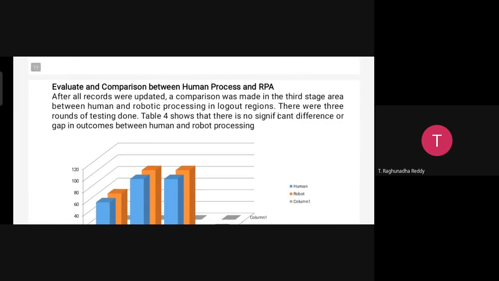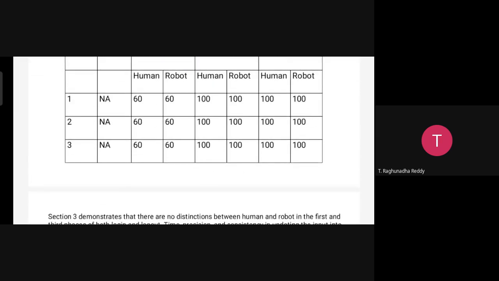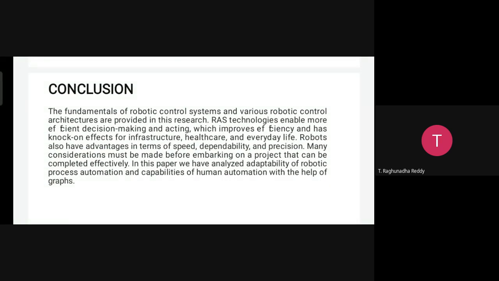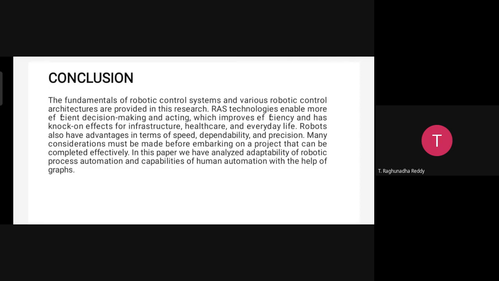In the comparative evaluation, signing in and signing out, human and robot have done more or less the same. But on other factors, the robots have done better than human beings. To conclude, the fundamentals of robotic automation systems, robotic control systems and various robotic control architectures are provided in this research. These robotic automation system technologies enable more efficient decision making and acting, which improves efficiency and has knock-on effects for infrastructure, healthcare, and everyday life.